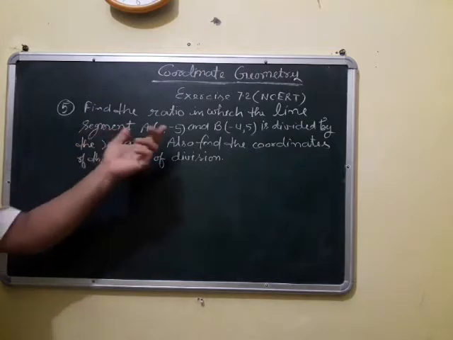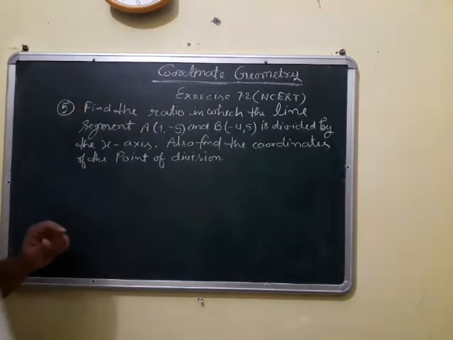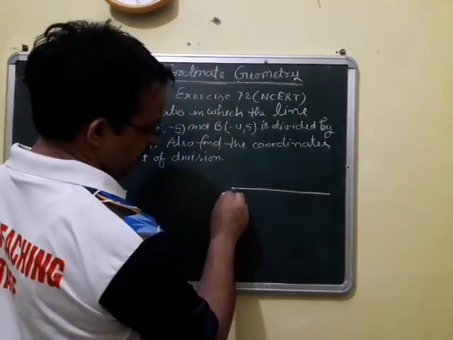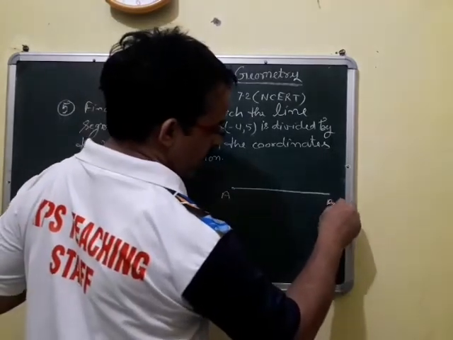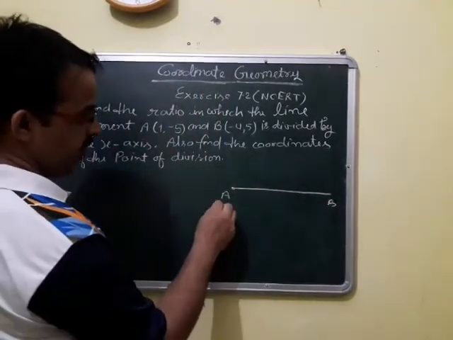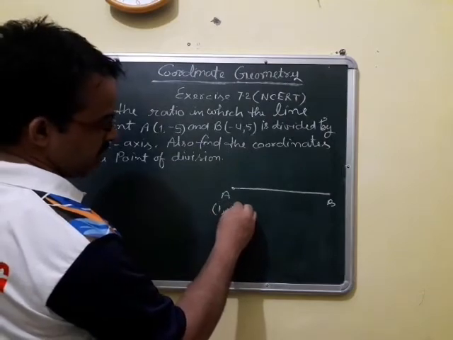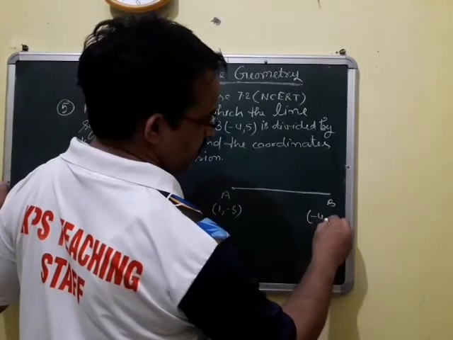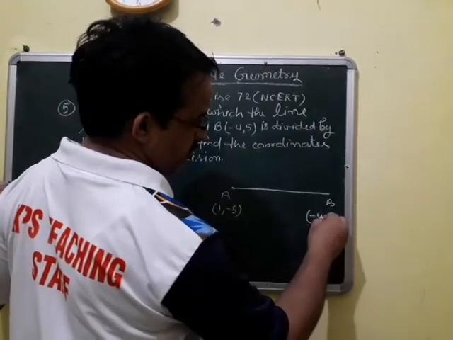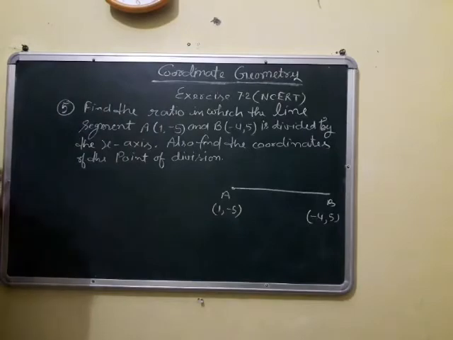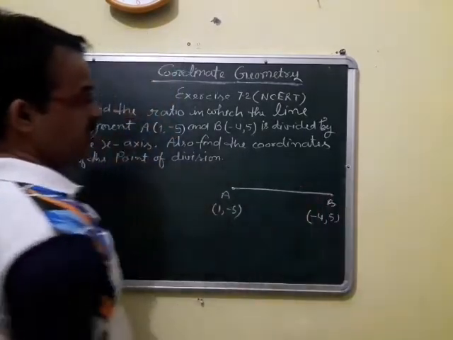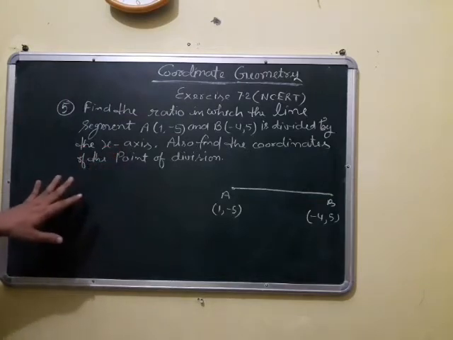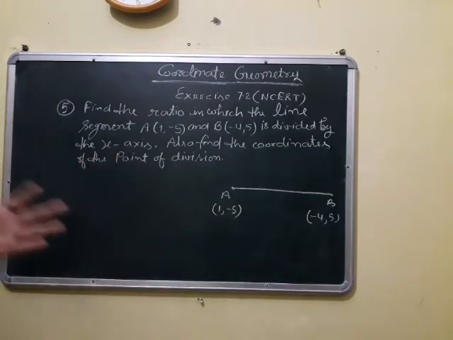Okay, there is a line segment AB. So first we draw line segment AB. Here is line segment AB. A's coordinates are (1, -5), and B's coordinates are (-4, 5). Clear? Here are the 2 points, and it is divided by the x-axis.